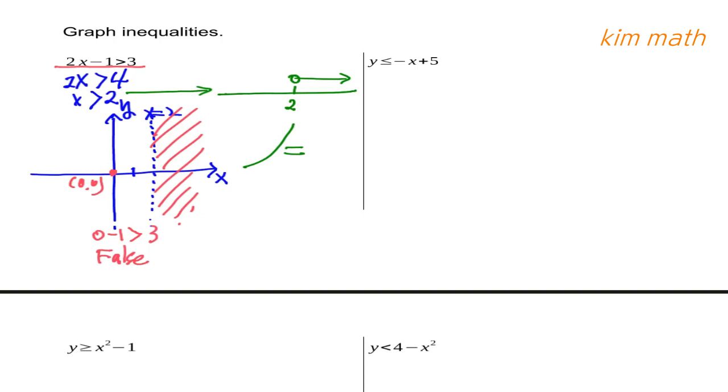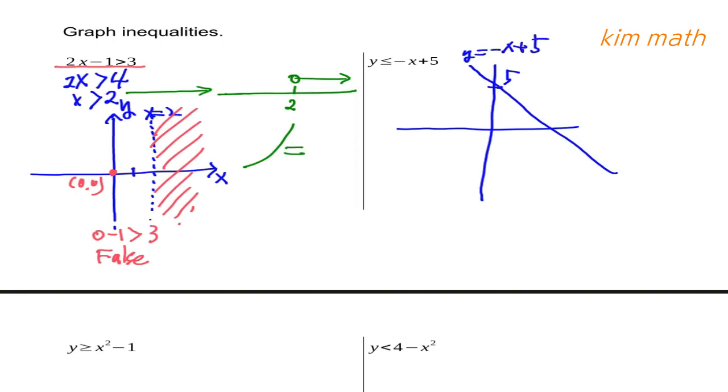Okay, next one. y is less than or equal to negative x plus 5. Again, y is less than or equal to negative x plus 5. So how can I sketch this graph? The y-intercept is 5. So about here, you have 5 here. And the slope is negative 1 with a solid line. So I will sketch the line here, okay? So this line is y equals negative x plus 5.